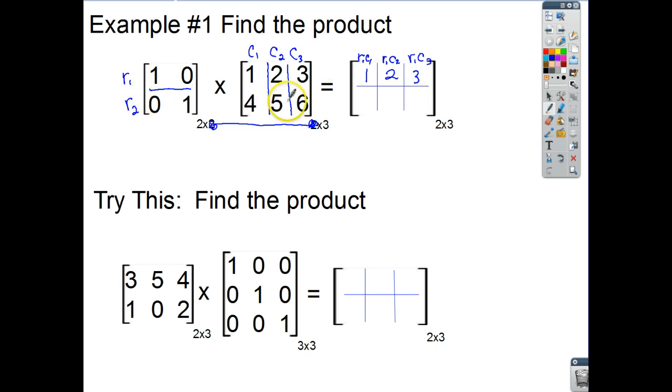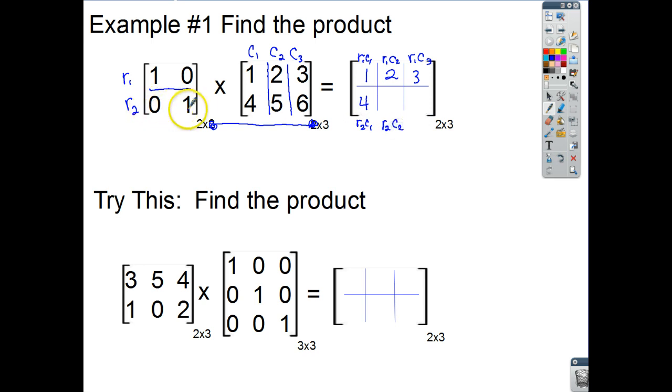Okay, now this is row 2, column 1 of our answer. So we take the numbers in row 2 and multiply them by the numbers in column 1. First in the row times first in the column. 0 times 1 is 0. Plus, and it's always plus between them, 1 times 4 is 4. 0 plus 4 is 4. 4 goes here.